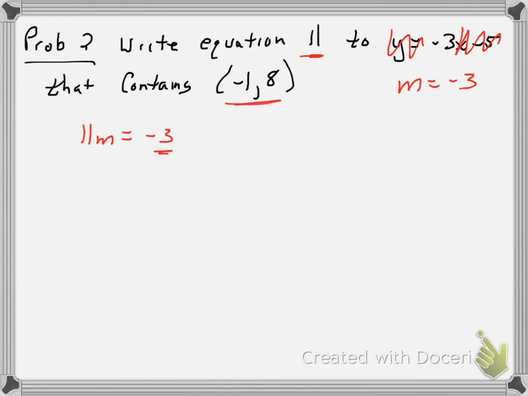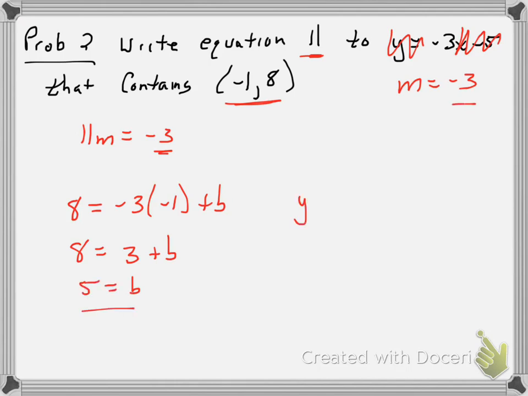We have a point, we have slope. Again, use whatever you want. I use intercept form because everybody knows it. Y, which is 8, equals m, which is -3, times x, which is -1, plus b. That gives me 8 equals 3 plus b, subtract 3, b equals 5. Now we have our intercept, we have our slope. Our equation of our line is y equals -3x plus 5.